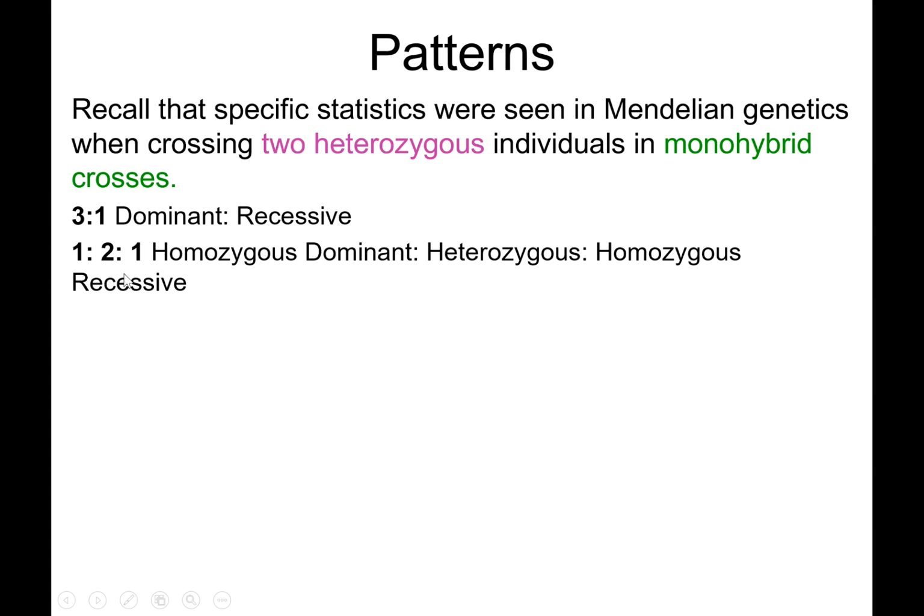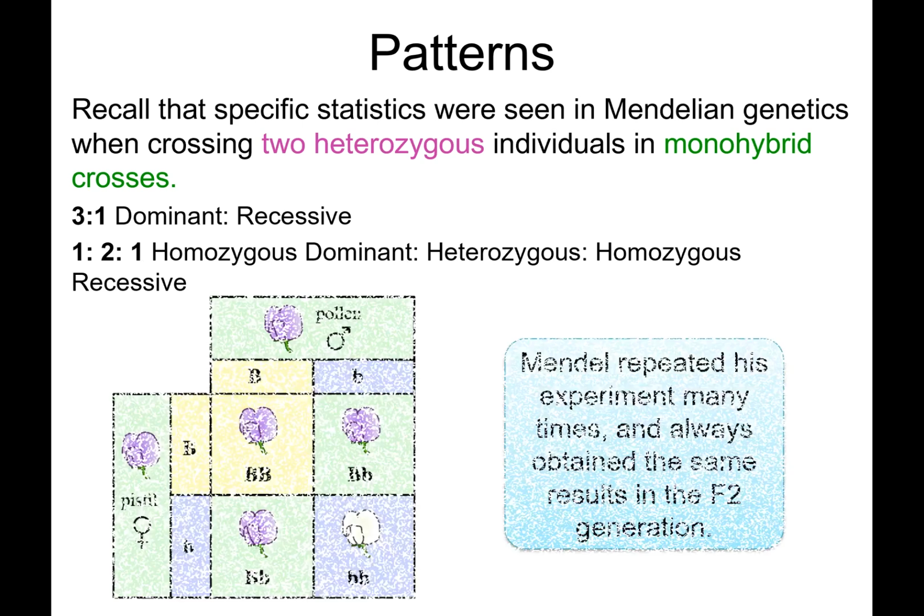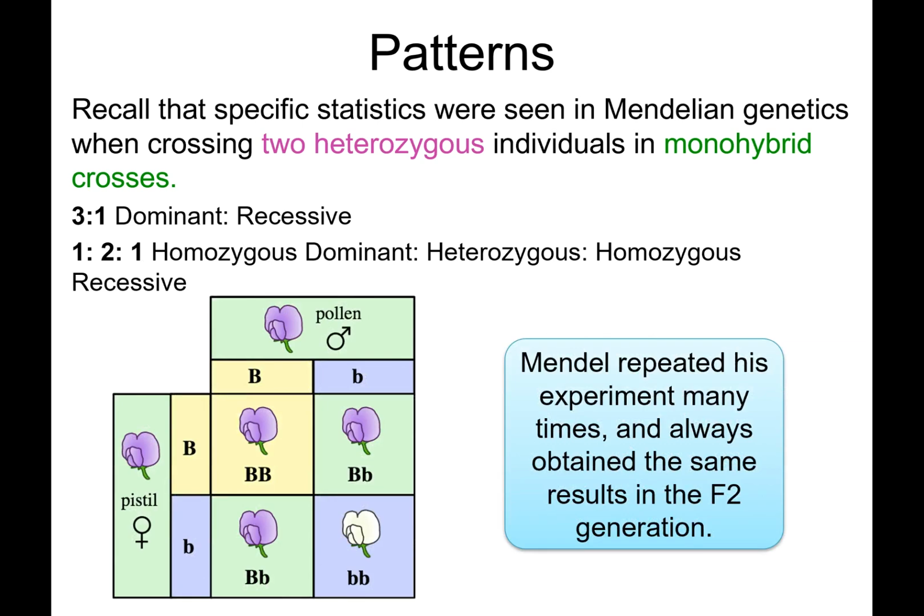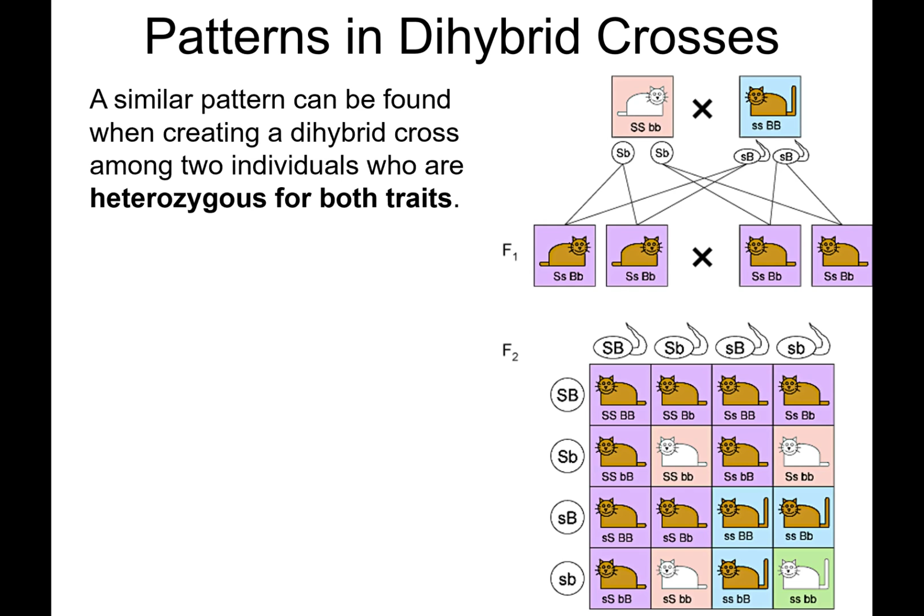I'm sure you noticed that as you did some practice problems, it seemed to be the same ratios each time. And that's because there are certain ratios when you cross different genotypes. And it's the same way with dihybrid crosses. So there is a specific ratio or pattern when you do dihybrid crosses, and you want to remember it because it'll save you some time when you're doing these problems.